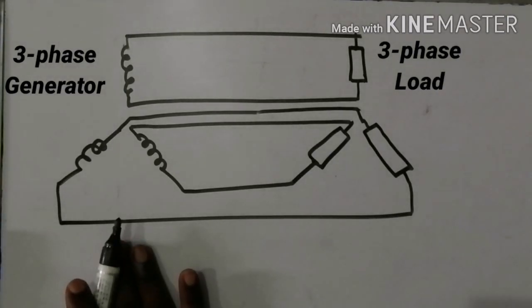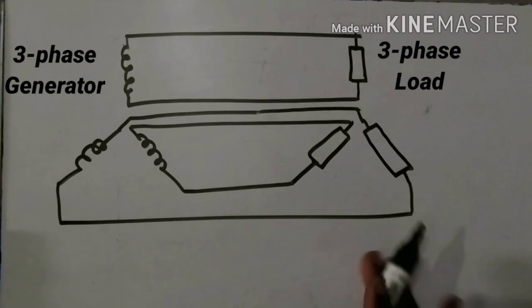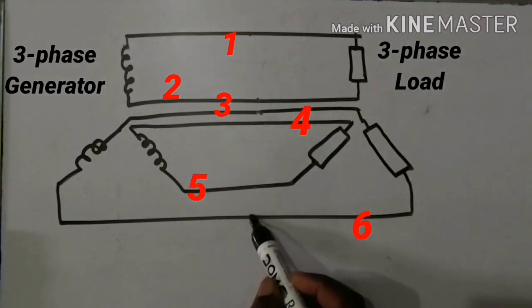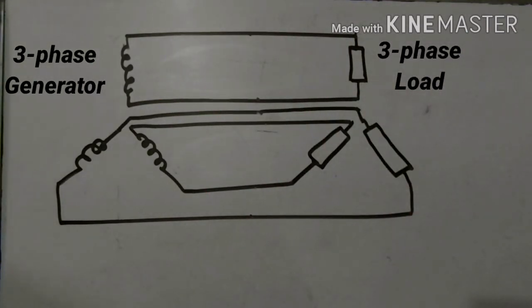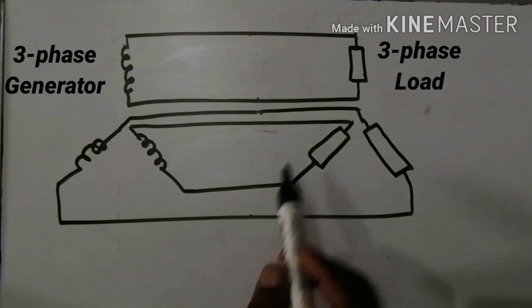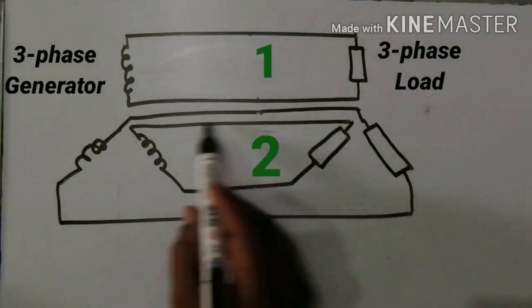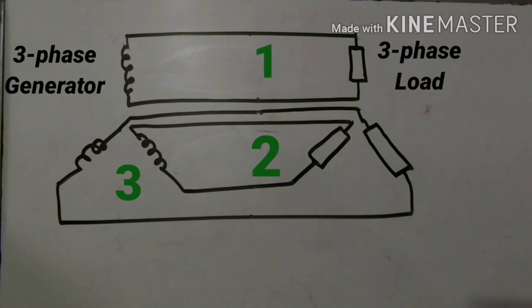This one is a three-phase generator connected with the three-phase load. Here 6 wires are used: 1, 2, 3, 4, 5 and 6. See this diagram very carefully. There are 3 single phase circuits shown in the figure and they are electrically independent. This one is a single phase circuit, this one is also a single phase circuit, and this one, right? There are 3 single phase circuits and they are electrically independent.